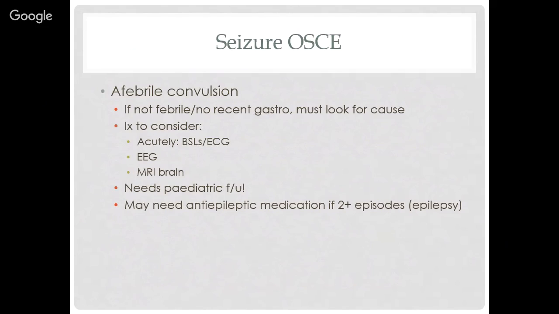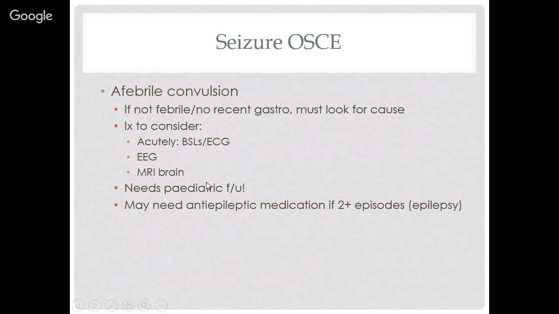So the investigations to consider when the child first comes in are a BSL for hypoglycemia, an ECG for any arrhythmias or anything like that, an EEG, and an MRI brain. MRI will show if there are any deformations or tumors which might be predisposing to the seizure or epilepsy that they have. This child needs pediatric follow-up.